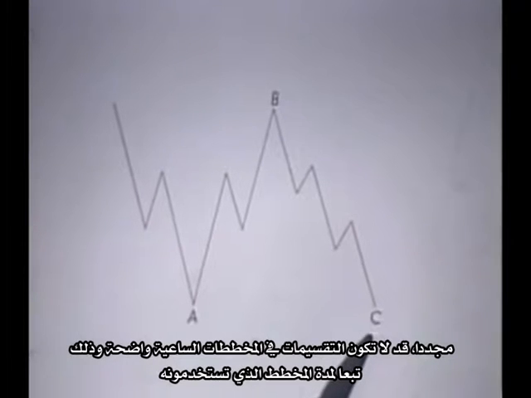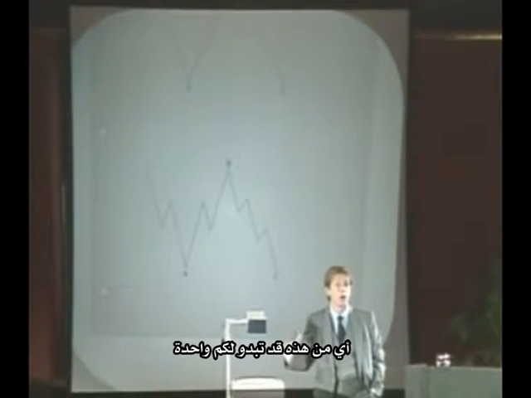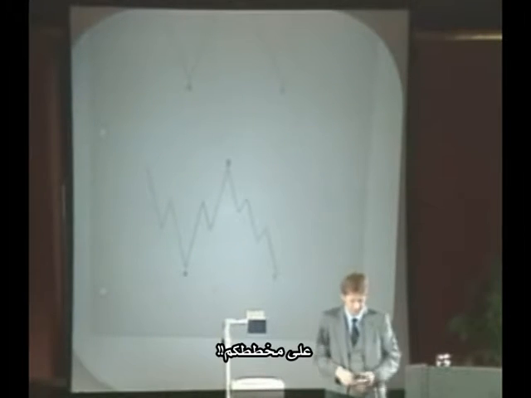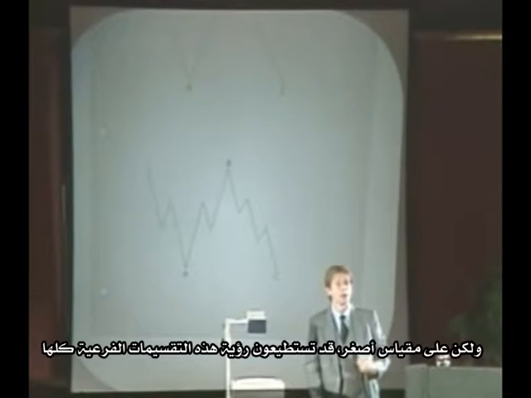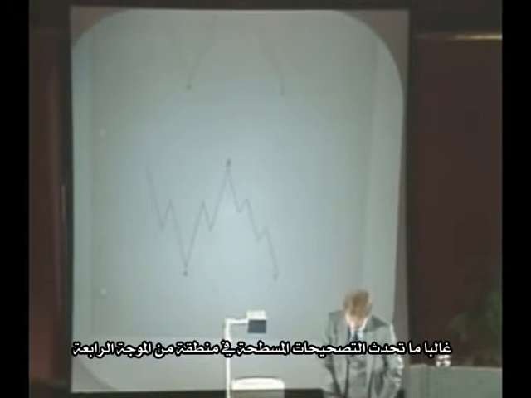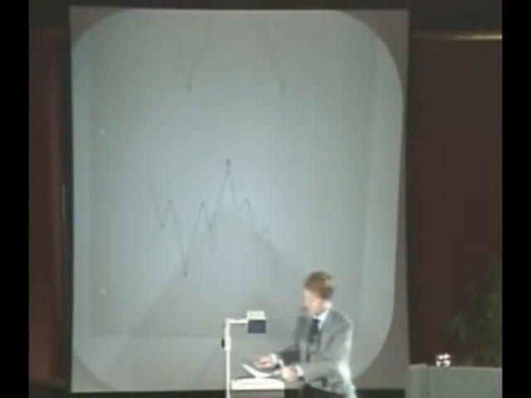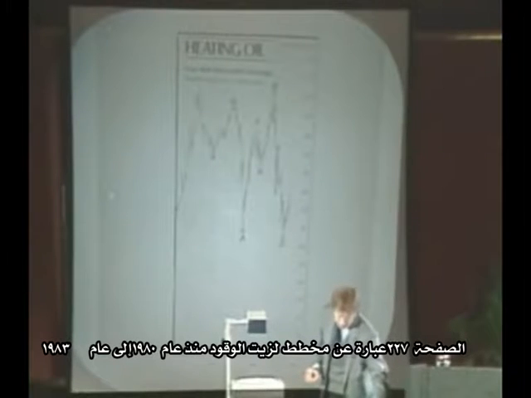Again, the subdivisions may not always be visible depending on what length chart you're using. Any one of these can just be a 1 on your chart. But on a smaller scale, you would probably see those subdivisions. Flat corrections most commonly occur in a wave 4 position. Let's take a look at a couple real-time examples. Page 227 is a chart of heating oil from 1980 through 1983.